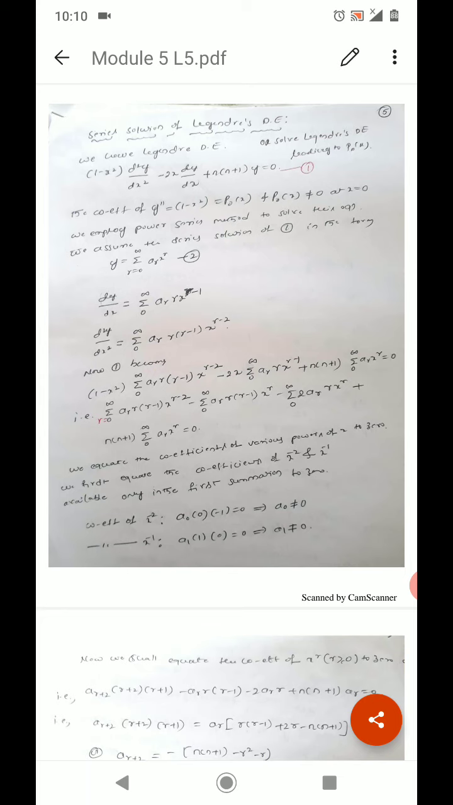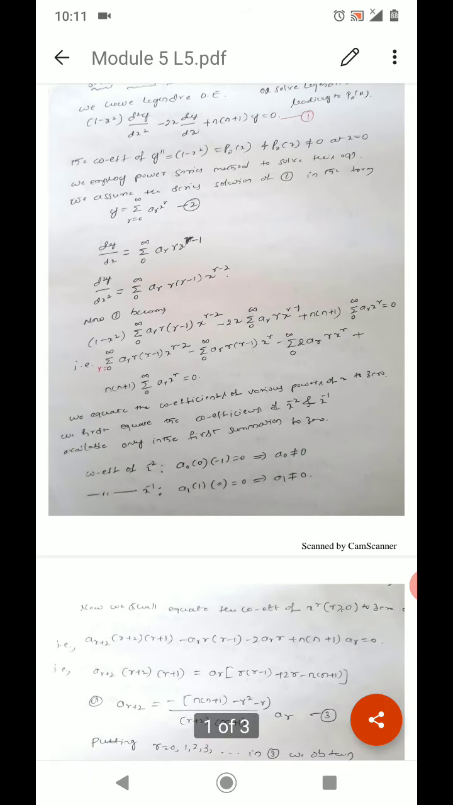Now we employ the power series method to solve this equation. We assume the series solution of equation 1 as y is equal to summation ar into x power r, where r runs from 0 to infinity. Take this as equation 2. By differentiating equation 2 with respect to x, we get dy by dx equal to summation ar r into x power r minus 1. So differentiation of x power r is r into x power r minus 1.